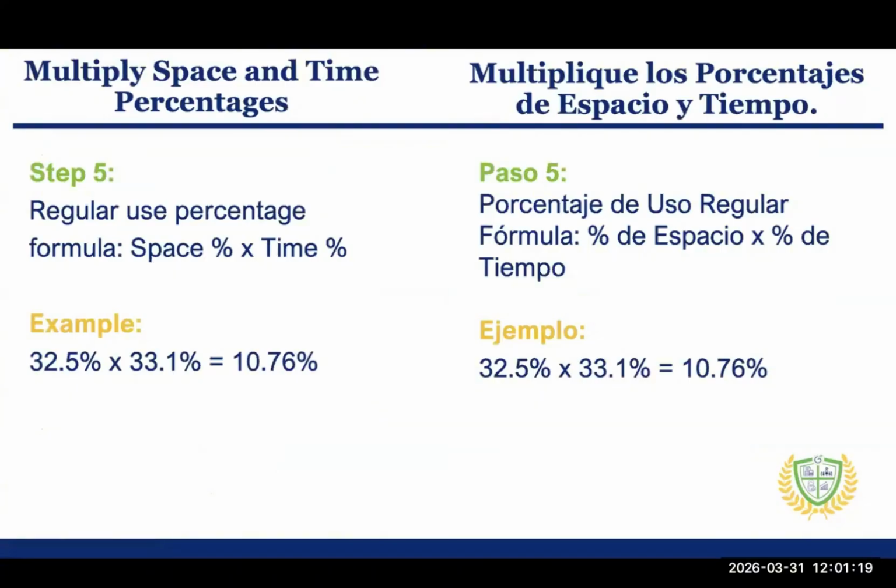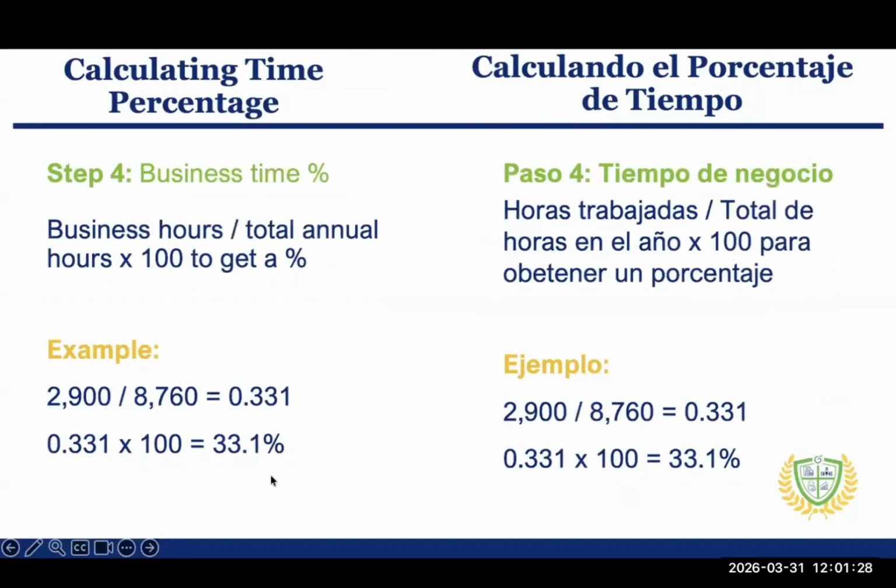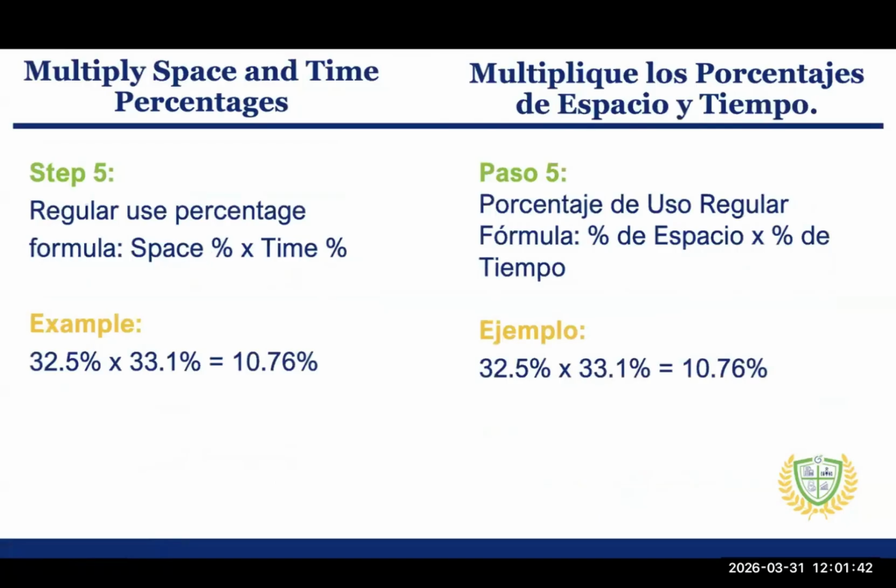Now, let me go back a few steps. In step 2, we got our regular use space. Step 4, we got our time percentage. So we want to save those results. For now, the step 2 result was about 32.5. Step 4 is 33.1. Why do we want to save them? It's because we will multiply them in step 5. So 32.5% times 33.1%, that's about 10.76%.